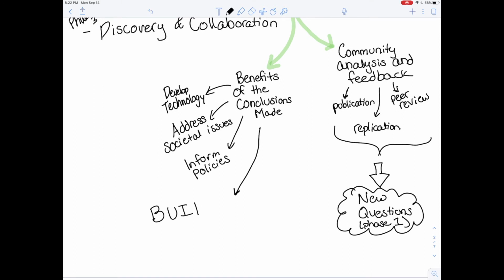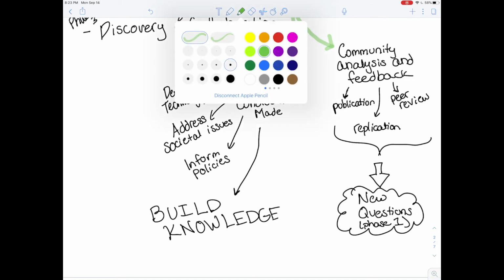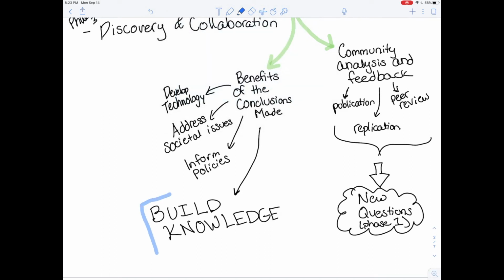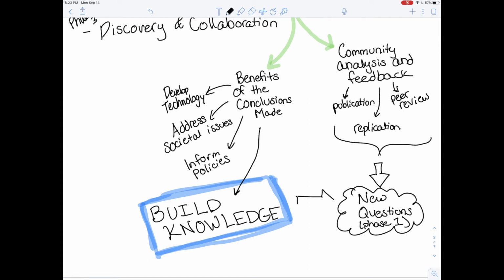But a really big benefit we want to talk about is that you are building knowledge. And this is not just for yourself. Obviously you're building your own knowledge, but you're also building the community library of science knowledge. So this is very, very important. Building knowledge is a purpose of science. And maybe this new knowledge may lead to new questions.